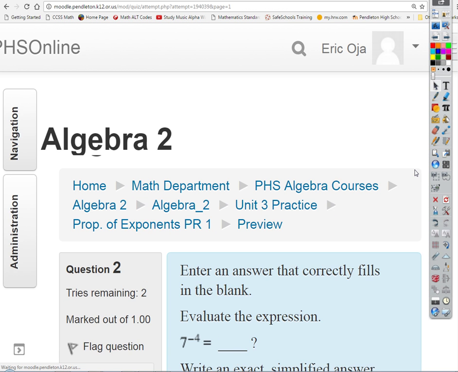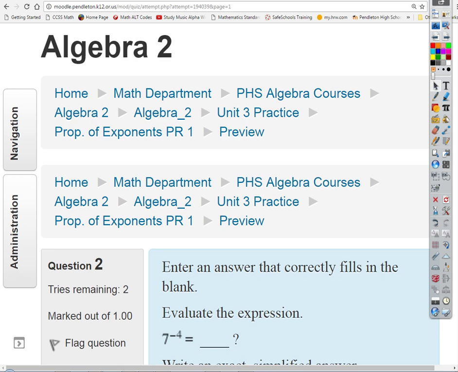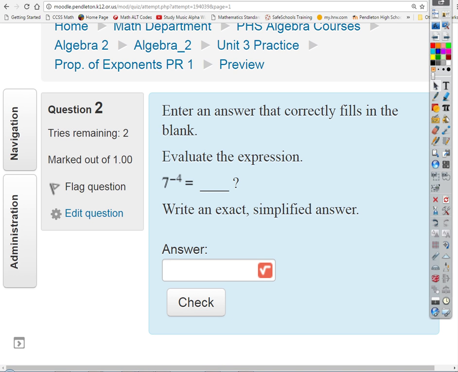I'm just going to zip through a couple of these. This one's, real quick, what's the answer to this? And why? I've got 7 to the negative 4. What's that negative exponent do again? Negative exponent on top is what? Positive where? On the bottom. So this becomes 1 over 7 to the 4th. So it's just going to be 1 over some big number, right? Okay.